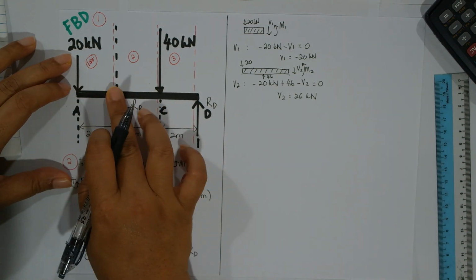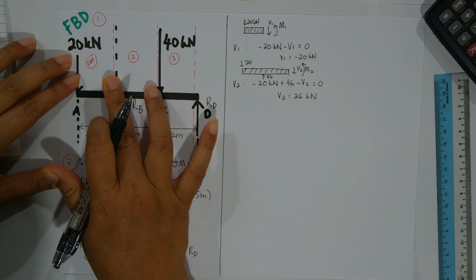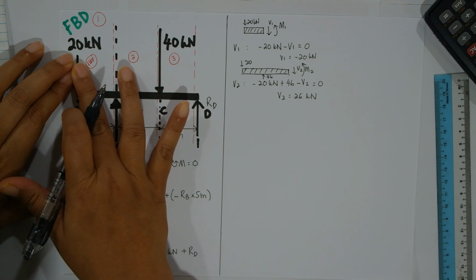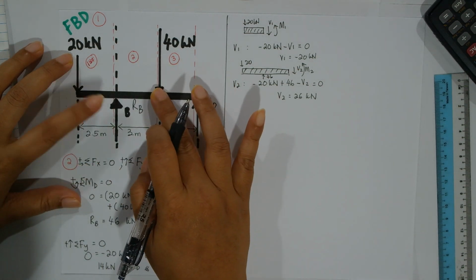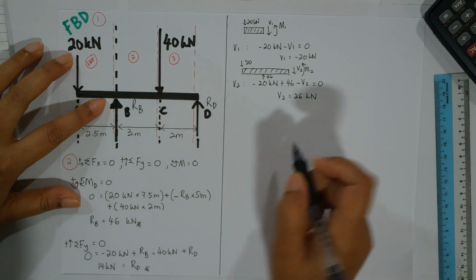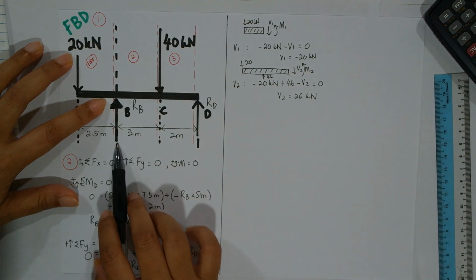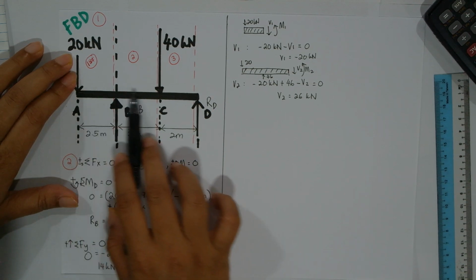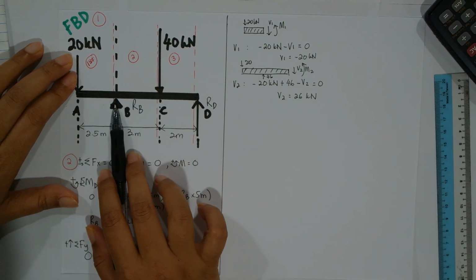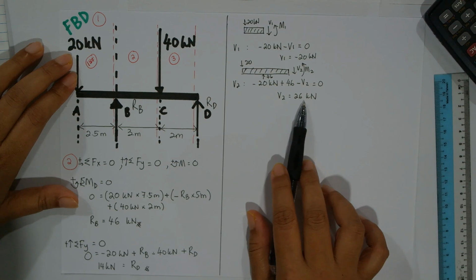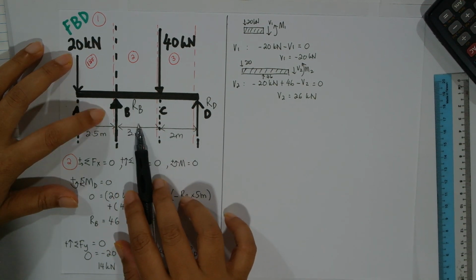At this section, your shear force is minus 20. And then when you go along the beam up to section 2, your shear force is 26 kilonewton, no longer negative 20, because when you go up to this section, you have another external force acting on your beam. So your internal shear force here becomes 26 because of this additional external force.